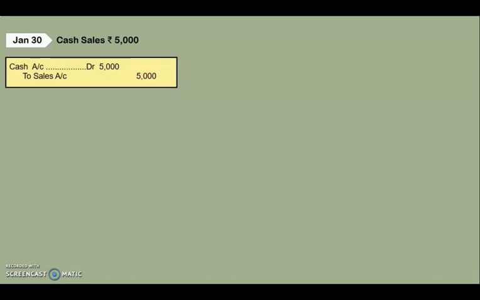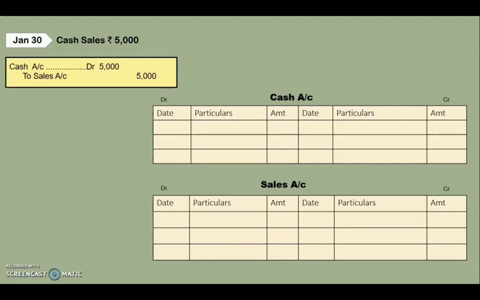Then there's cash sale of rupees 5,000. Goods are sold for cash. The journal entry is cash account debit 5,000 to sales account rupees 5,000, and we post this in cash account and sales account.